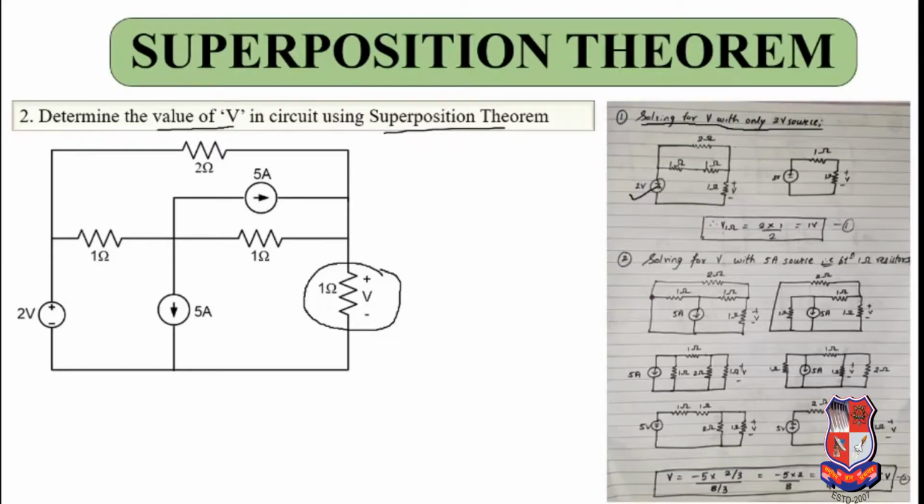So we are solving this for V with only 2 volt source. When only 2 volt source is considered, this 5 ampere is removed, that is open circuited. This 5 ampere is also open circuited because they are current sources. So when you solve this, you get that voltage across 1 ohm is nothing but 1 volt.